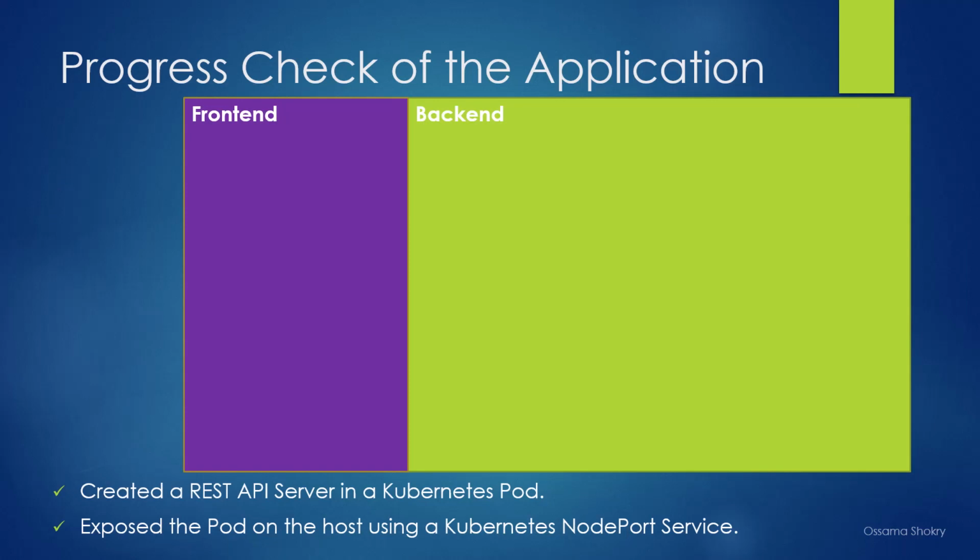Remember, we are building an application. From now on, we will have a progress check of the application at the end of each lab. We will build something new every lab until we build the full application end to end. In this lab, you have created a REST API server in a Kubernetes pod and exposed the pod on the host using a Kubernetes NodePort Service.